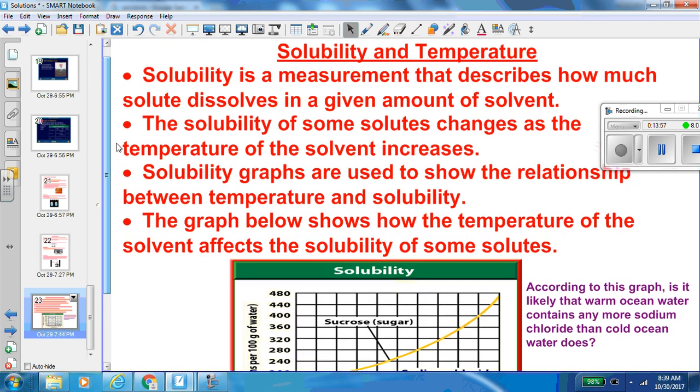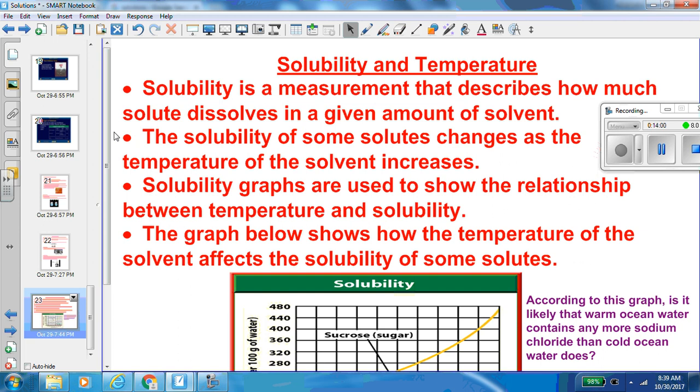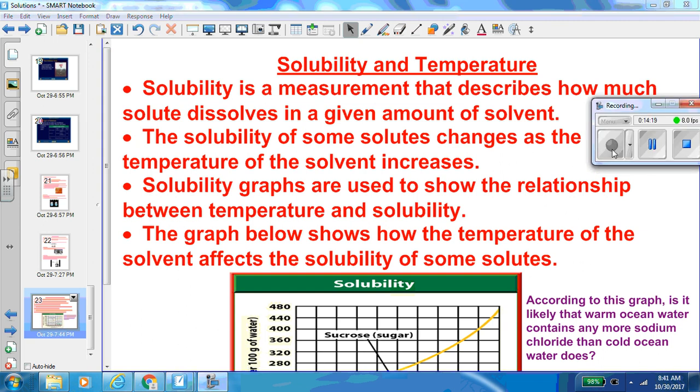Okay, so let's go back up here and look at some of the background information about this graph. First of all, solubility is a measurement that describes how much solute will dissolve in a given amount of solvent. So when you're talking about the solubility of something, you're measuring how much of my solute is going to dissolve in this given amount of solvent. The solubility of some solutes changes as the temperature of the solvent increases. So solubility graphs are used to show this relationship between the temperature and the solubility.